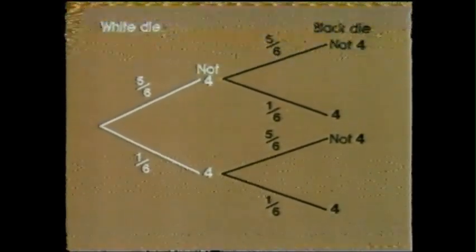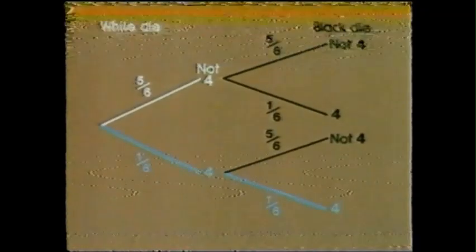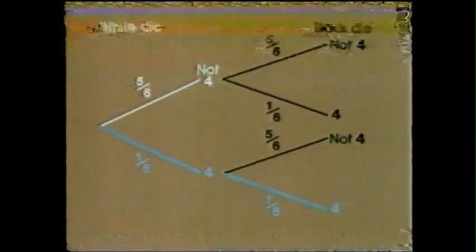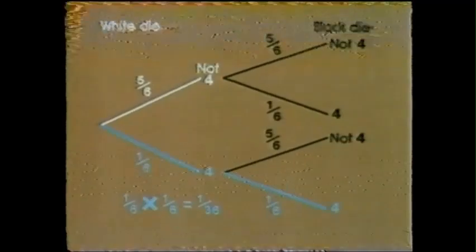To get a white 4 and then a black 4, we go down the bottom path in our diagram. We've already seen that the probability of getting a white 4 and a black 4 is 1 over 36. And this is the product of the 2 separate probabilities. 1 over 6 times 1 over 6.